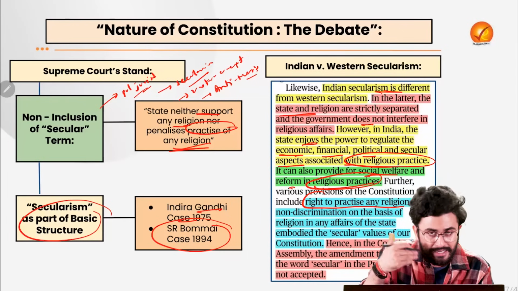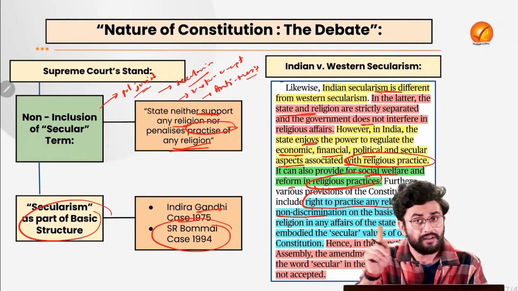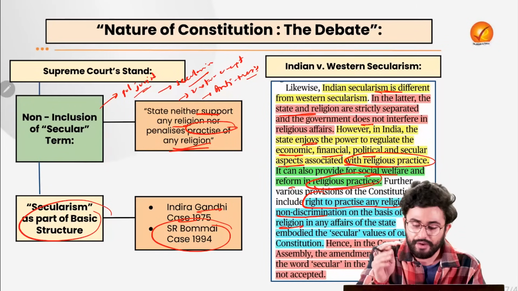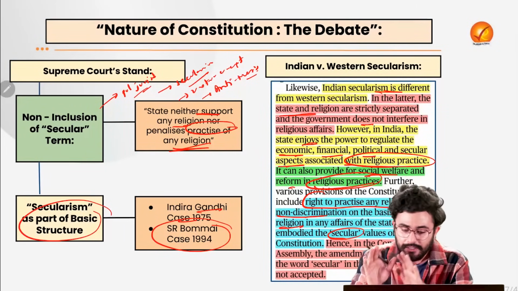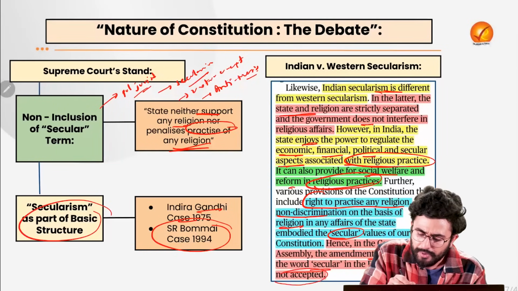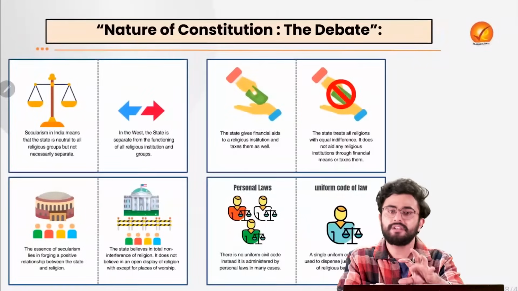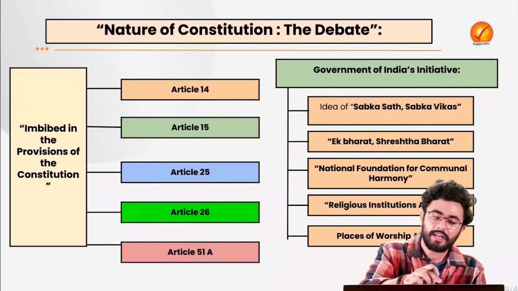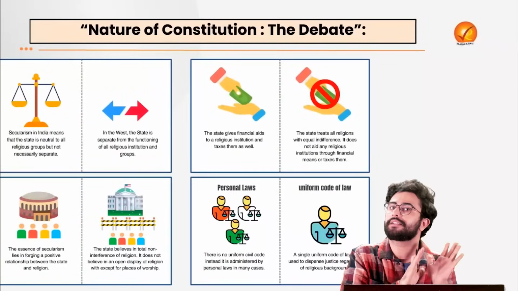Also, in the Indian constitution, there is the right to practice any religion. There is non-discrimination on the basis of religion in the affairs of the state, which actually embodies our secular value. And thus in our Constituent Assembly, the amendment to introduce the word secular in the preamble was not accepted, or not emphasized that much. The reason is that in our constitution, there exists an implicit provision of secularism which already existed.